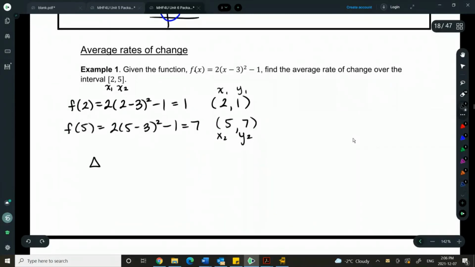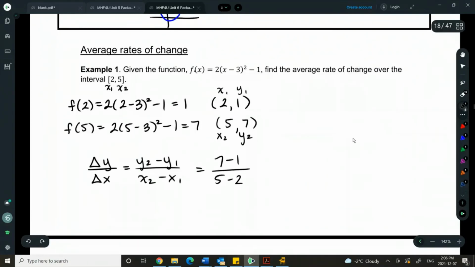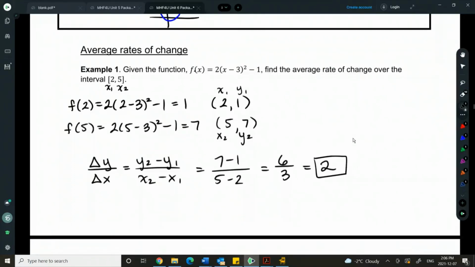Average rate of change we denote by doing delta y over delta x. This basically just means change in y over the change in x: y2 minus y1 over x2 minus x1. So that's going to give us 7 minus 1 over 5 minus 2, which is 6 over 3, giving us a slope of 2. If there are any units of measurement, you can put units of measurement, but in this case we don't have any units, so it's just a slope of 2.